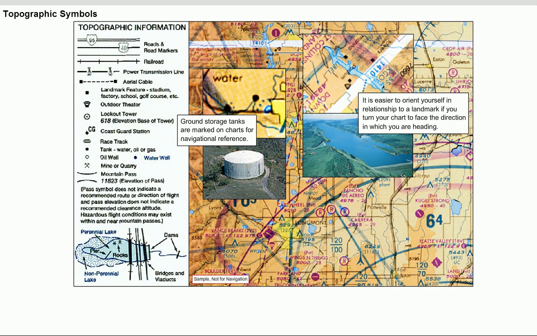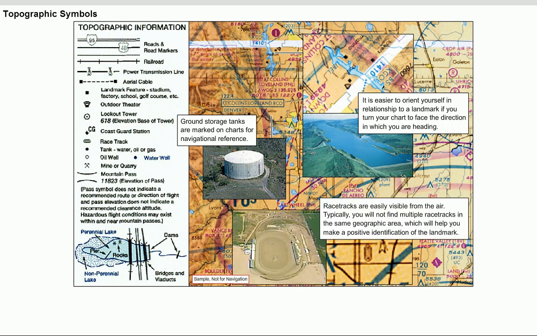Although ground storage tanks do not extend into the air the way a water tower does, they are marked on charts for navigational reference. Racetracks are easily visible from the air. Typically, you won't find multiple racetracks in the same geographic area, which will help you make a positive identification of the landmark. Familiarize yourself with the other symbols on the legend to become more skilled at associating topographical information on the chart with the landmarks you'll see from the aircraft.